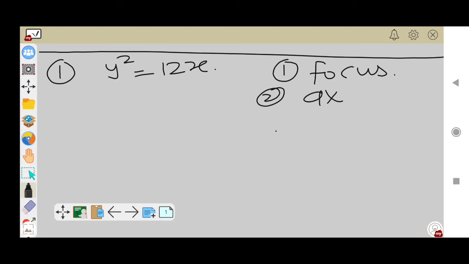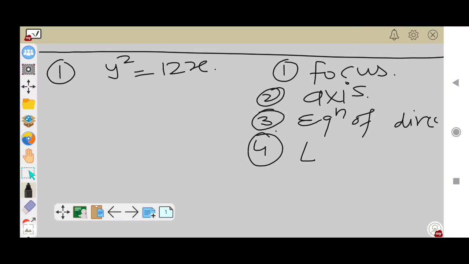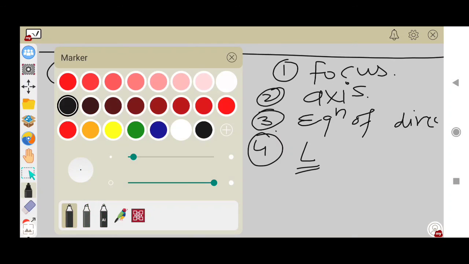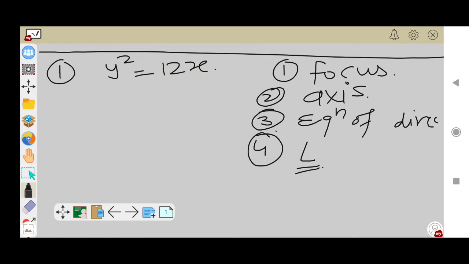The axis of the parabola is along the x-axis. What is next? The equation of the directrix. Oh, sorry, this is the length of the latus rectum, which is 2a. What is a? 2 into 3. The length of the latus rectum is 6. What is the equation of the directrix?